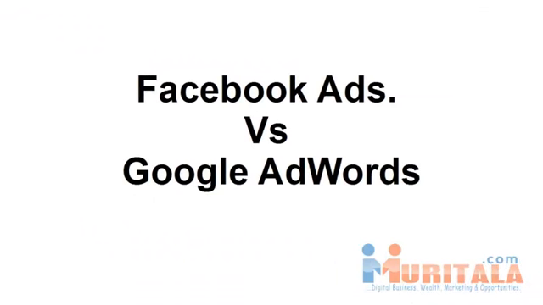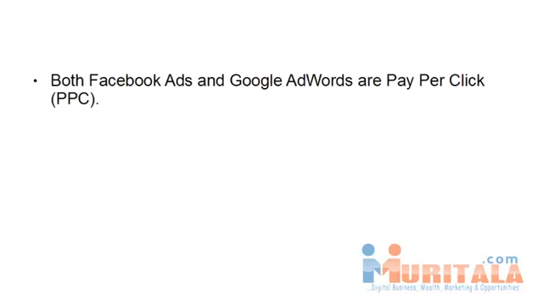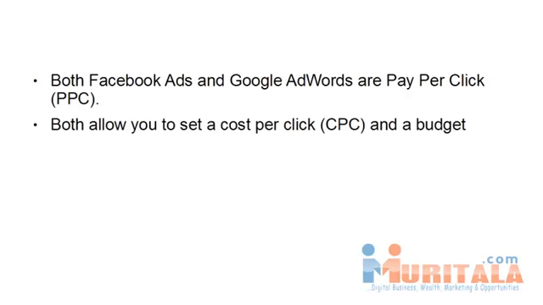So what's the difference between advertising via Facebook ads and advertising via Google AdWords? Well, there are certain similarities. First of all, both Facebook ads and Google AdWords are pay-per-click, or PPC. At least Facebook does have a PPC option. And both allow you to set a cost per click, otherwise known as a CPC, and a budget.